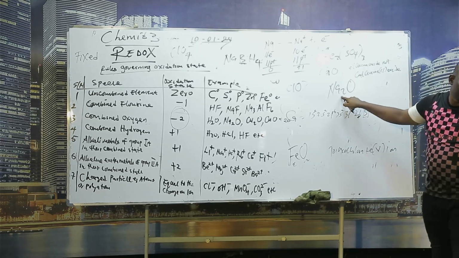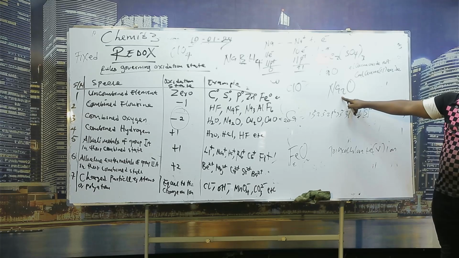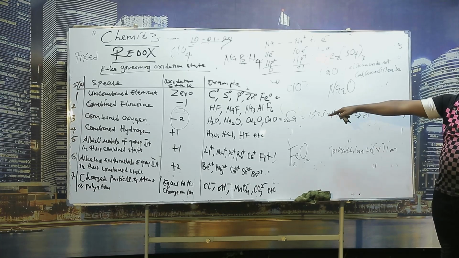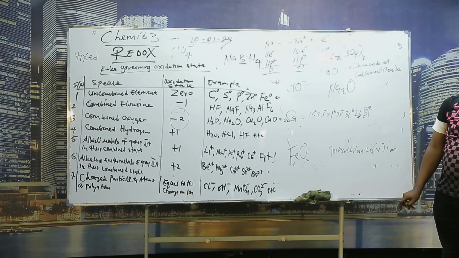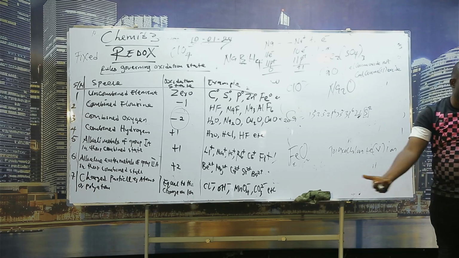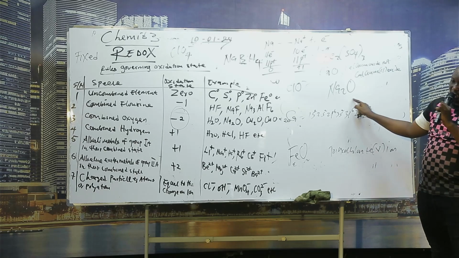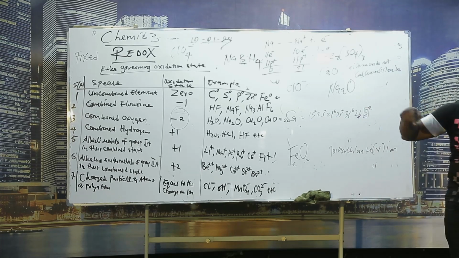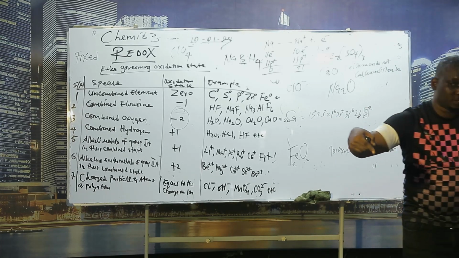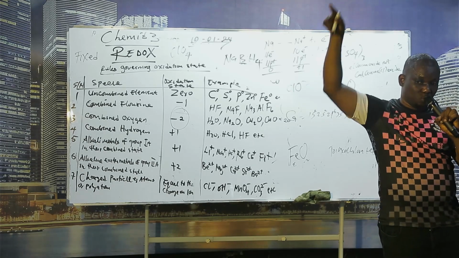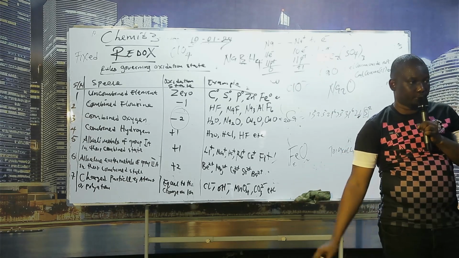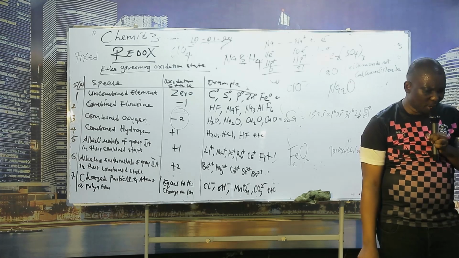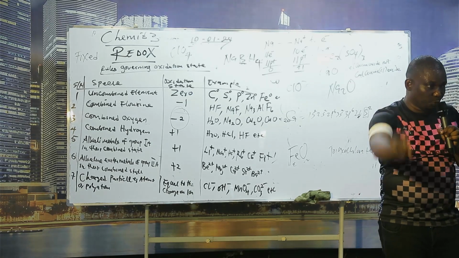How do you name this? Do you say sodium(I) oxide because sodium is +1? What do you say? Sodium oxide, because it is also an S block element. When you write the electronic structure of sodium, you will see that it ends at 3s1. S block. Are you with me?